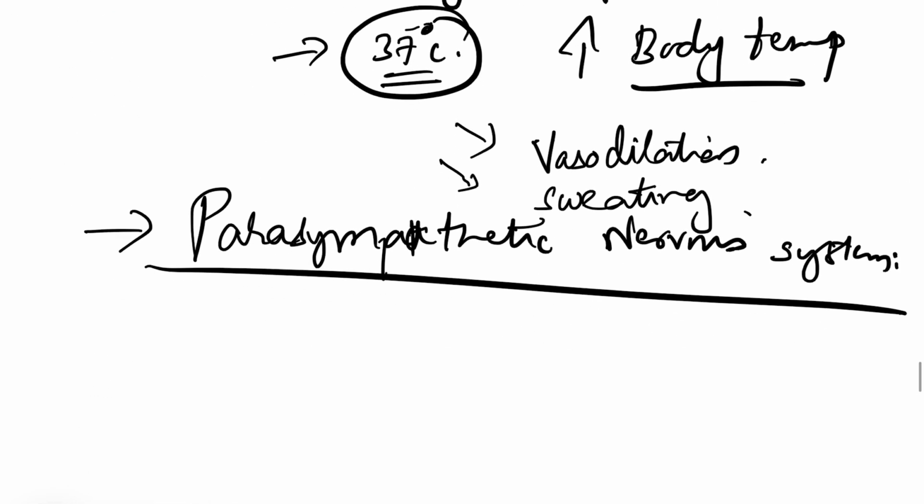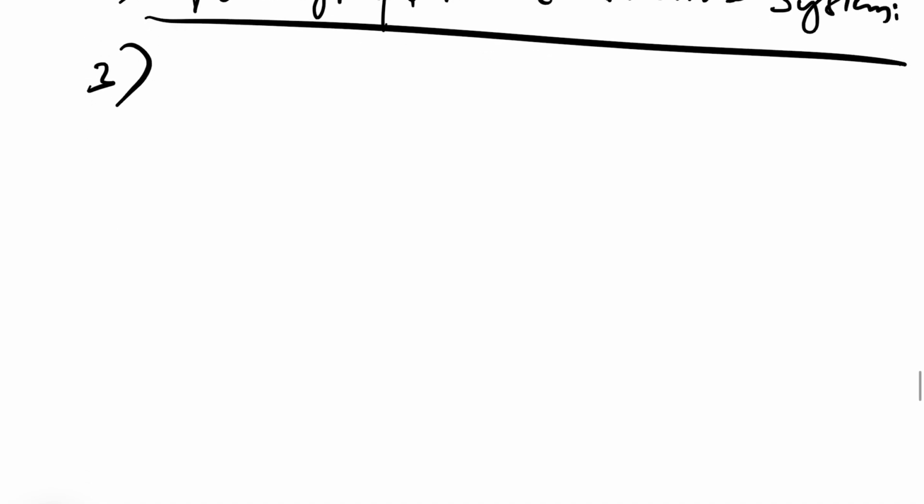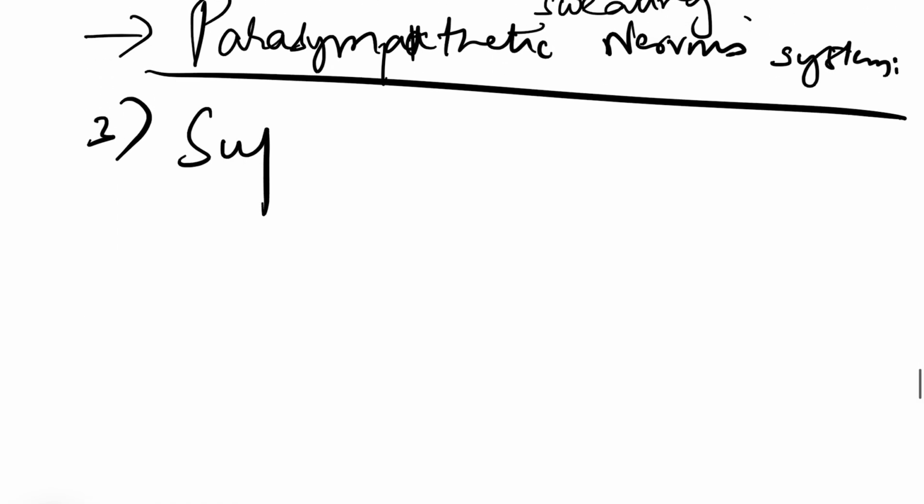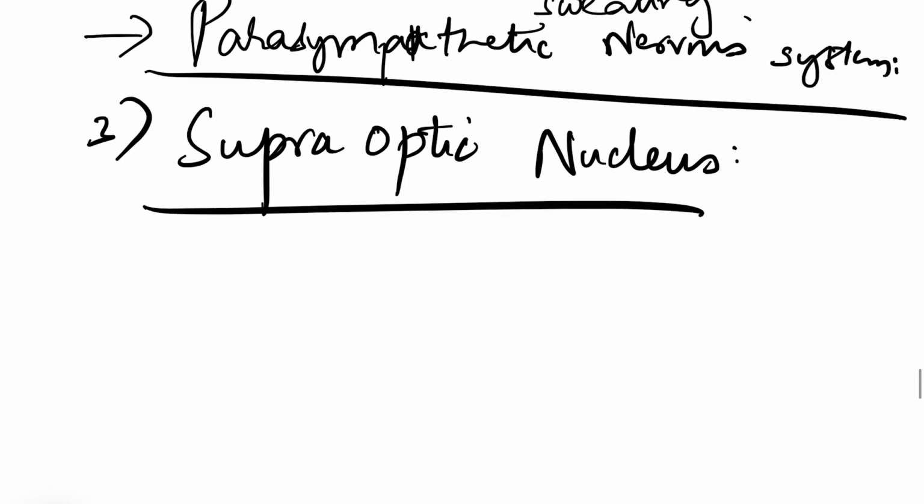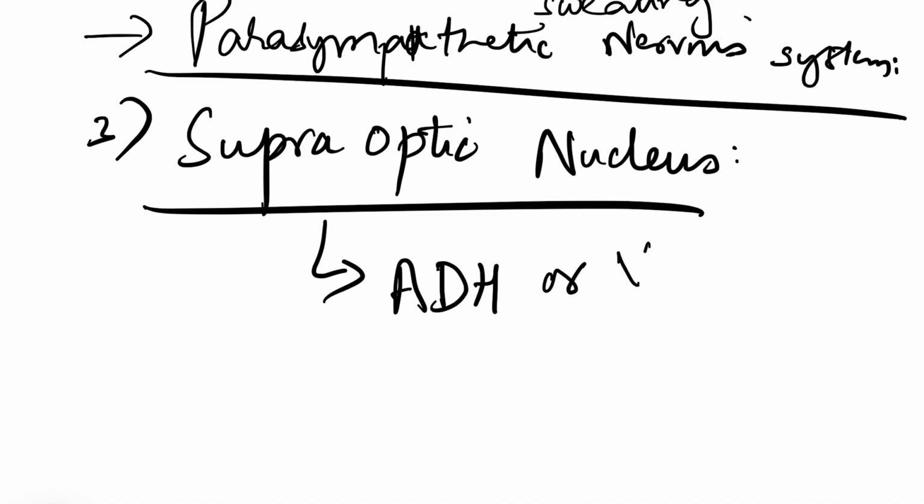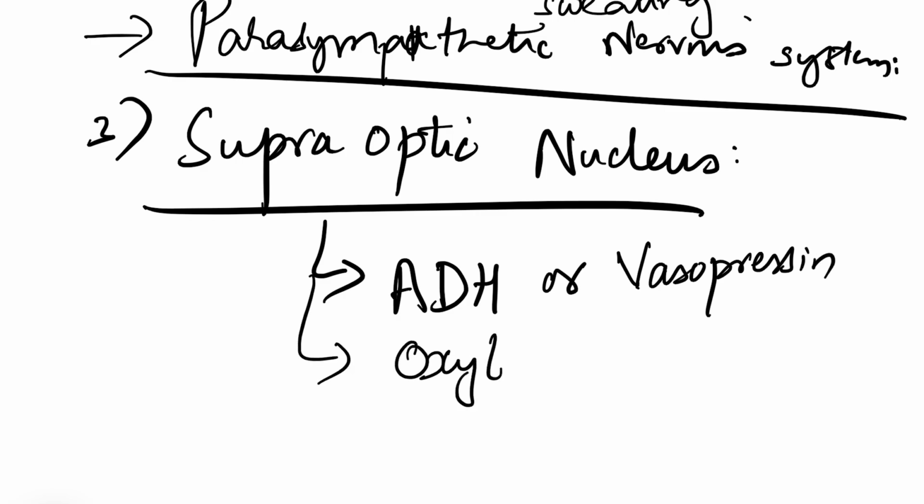The third nucleus which is present here is the supraoptic nucleus. The importance of this nucleus is that it synthesizes a very important hormone known as ADH, or antidiuretic hormone. It is also known as vasopressin. However, in small quantities it will also release one more hormone known as oxytocin, but ADH is very important for water metabolism. We'll discuss that in the functions.